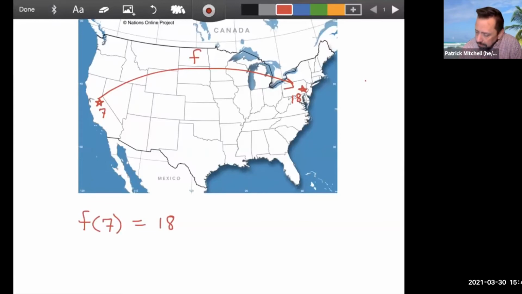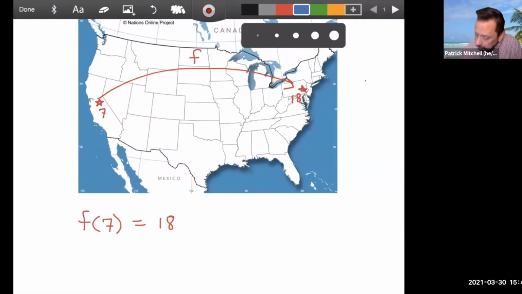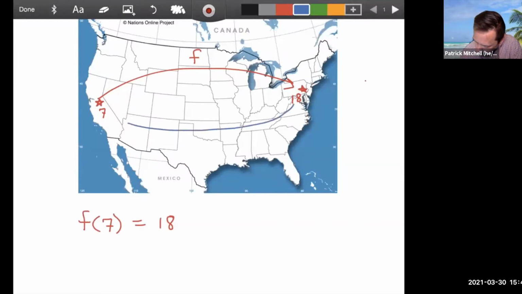So when we talk about an inverse function, we're talking about a function that undoes what the original function does. So in this case, the inverse function would just be my flight home. We call this function f inverse. This notation is kind of unfortunate because it looks like it says f to the power -1. That is not what it means. It just uses the same notation. We always read that as f inverse. So function f inverse would take me from 18 back to 7. And that's the idea.